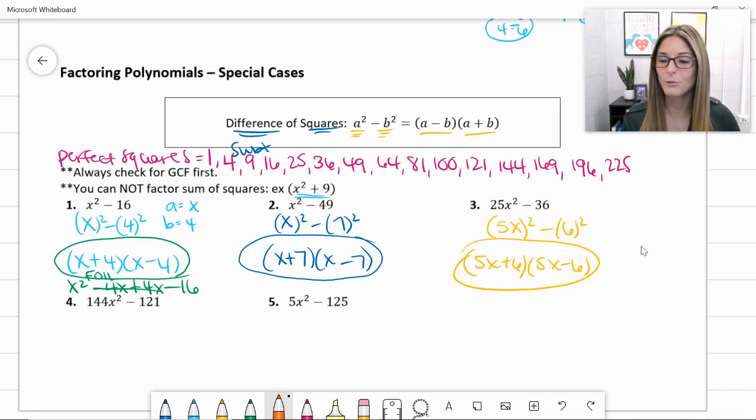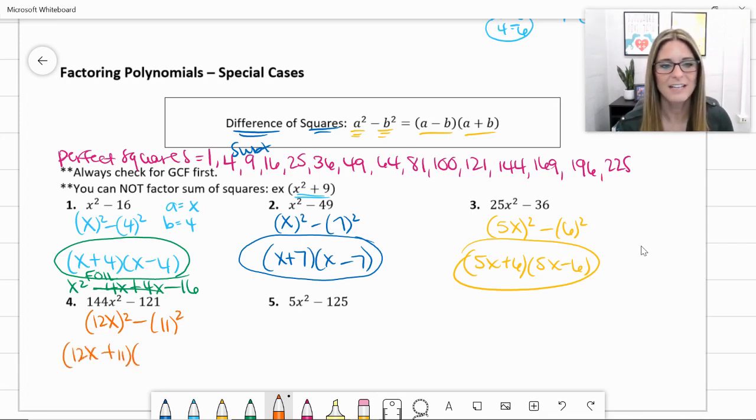Number 4, 144x squared minus 121. Everything here is perfect squares. 144 is a perfect square. 121 is a perfect square. They're listed up there in pink. We've got 12. The square root of 144 is 12. X was squared minus 121. The square root of 121 is 11 was squared. So our factored form is 12x plus 11 and 12x minus 11. Again, you can FOIL if you want to check.